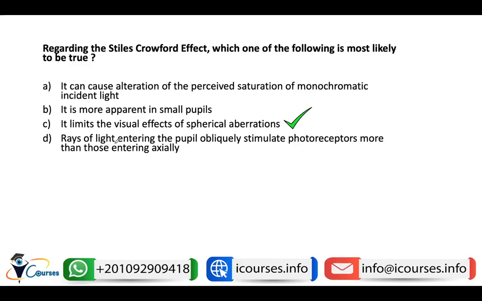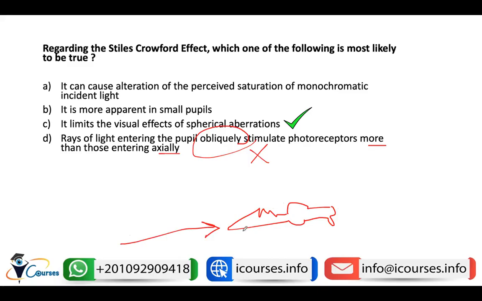As in D, it says rays of light entering the pupil obliquely stimulate the photoreceptors more than those who enter axially. This will be wrong. If we have here a photoreceptor like this, and light rays enter the photoreceptor axially, it will cause much more stimulation of the photoreceptors than those that hit the photoreceptor obliquely. This is what's meant by the Stiles-Crawford effect.